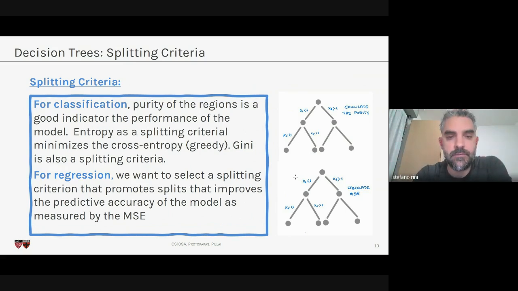So the idea is that for classification, we use the purity of the region. Okay, so we see how many elements from another class are contained in the current leaf, in the current node, and we decide whether to split based on this criteria, or we discussed how we can also use the entropy or the Gini index. And for regression, it's clear that we can use, for example, the MSE of a certain node to decide whether to split or not, and we will decide to split only if there is a sufficient decrease in the MSE of the subregions.